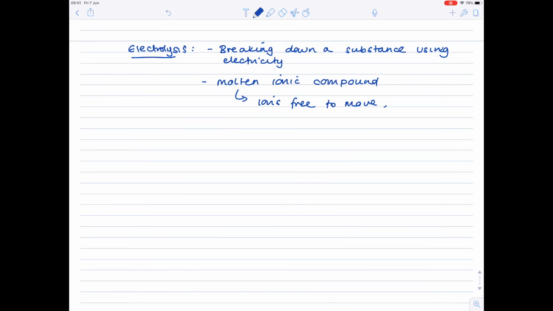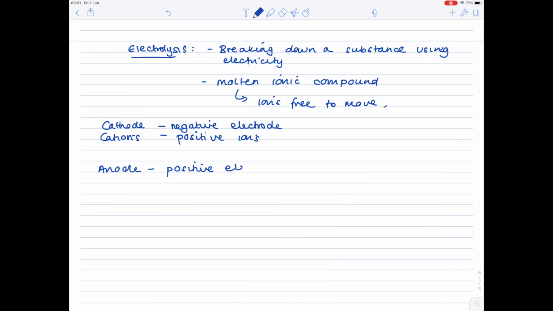Let's look at a few definitions. So the cathode is the negative electrode, and it attracts cations, which by definition must be positive ions because they need to be oppositely charged. Then you have the anode, which is the positive electrode. It attracts anions, which therefore must be negative ions.